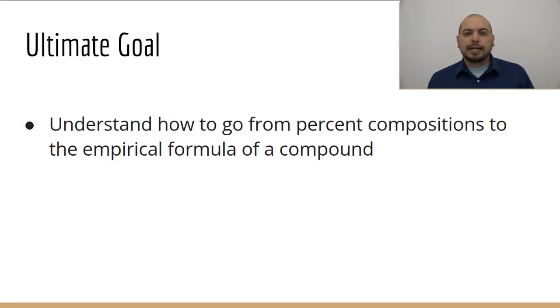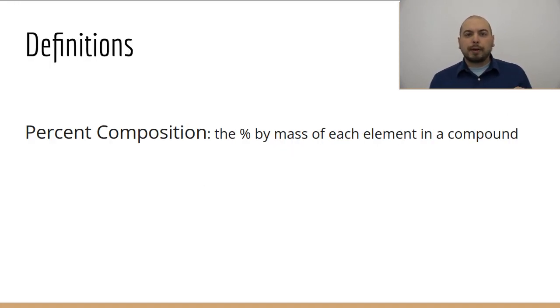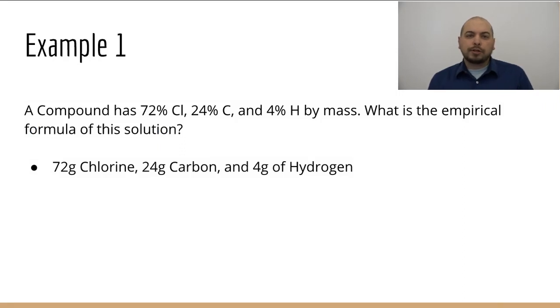So the focus of today's video is going to be to use percent composition to find empirical formula. Percent composition, remember, is the percentage by mass of each element in a compound. In other words, if a compound is 20% oxygen, that means 20% of the mass of that compound is made up by oxygen atoms. Let's go ahead and start by looking at an example problem.